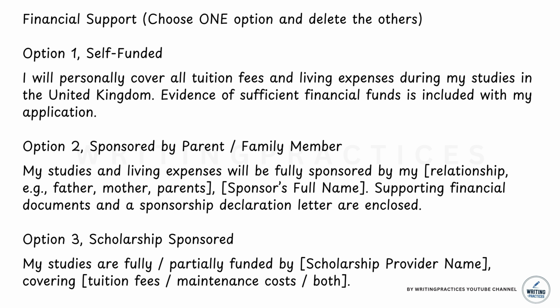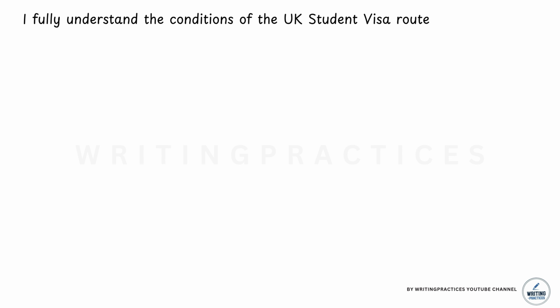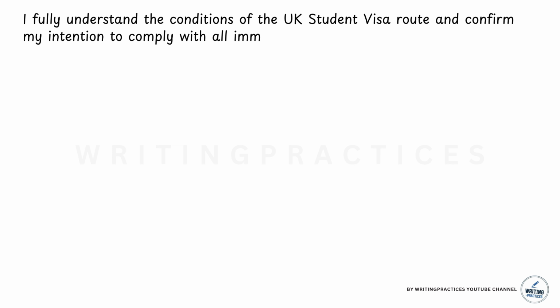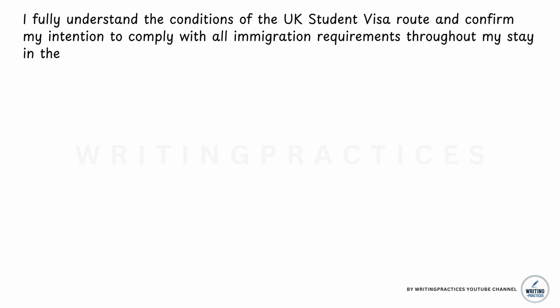Confirm compliance with visa rules. Next, confirm that you understand UK student visa conditions. Example, "I fully understand the conditions of the UK student visa route and confirm my intention to comply with all immigration requirements throughout my stay in the United Kingdom." This reassures the visa officer that you understand your responsibilities. It shows seriousness and awareness.